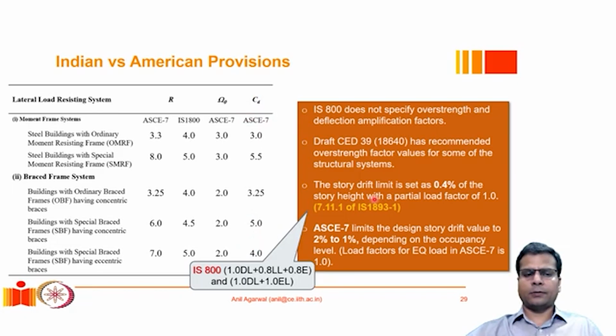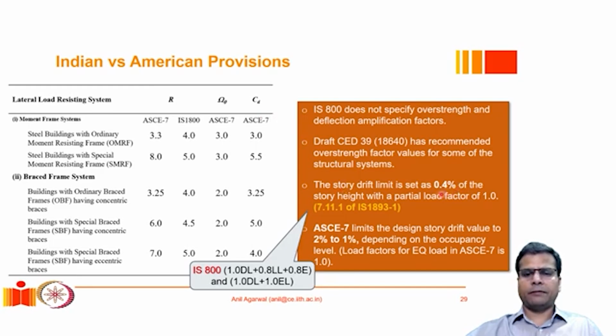Whatever we got from the analysis, it simply says that that value should be only 0.4% of the story height. So it may appear to be more stringent, but it is not. It is basically the ratio between 2% and 0.4% that could be designated as the deflection amplification factor.